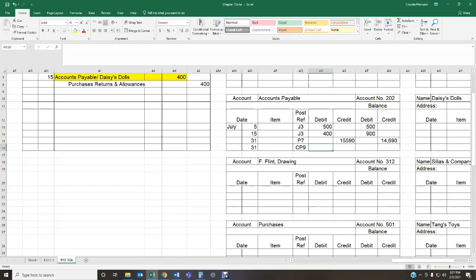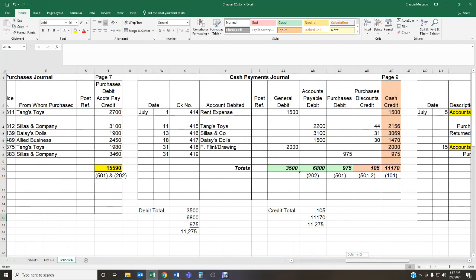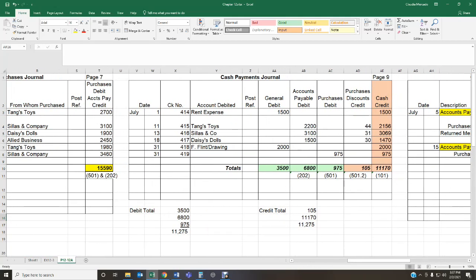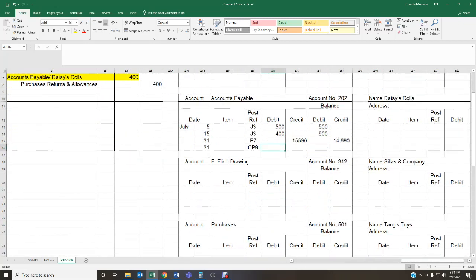Okay, so what happened with our cash payment journal? Okay, so we're looking at accounts payable. Accounts payable is 202. So I've got $6,800 debit that I need to record here on my general ledger. So it's $6,800 total. Okay. So I've got $6,800 debit.